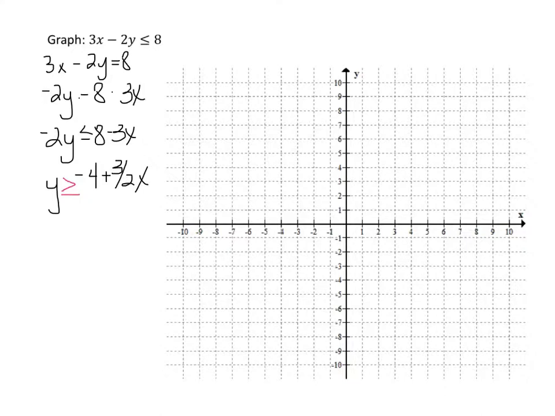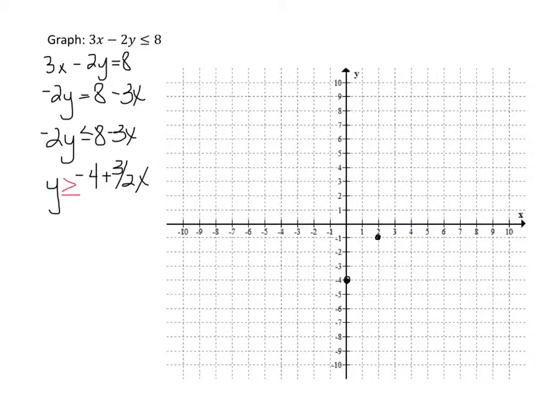So we'll start with the y-intercept is -4. The slope is 3/2, so that's up 3. So 1, 2, 3 over 2, 1, 2. So this will be the location of my next point. 2 points determines a line.